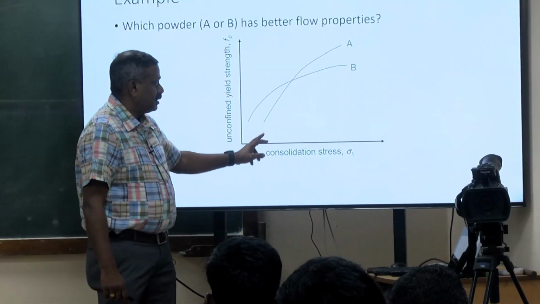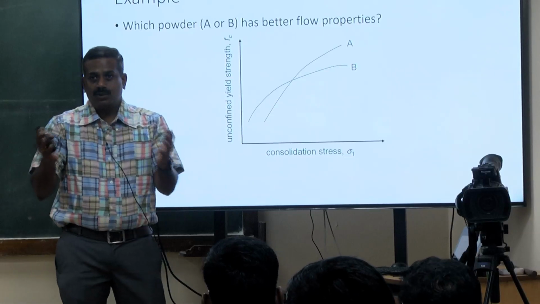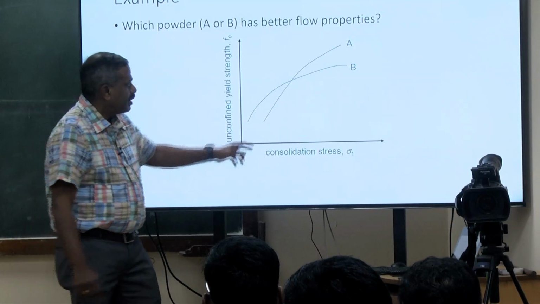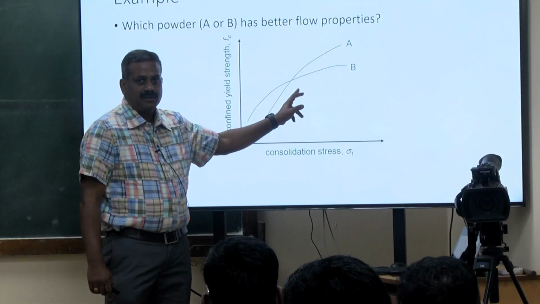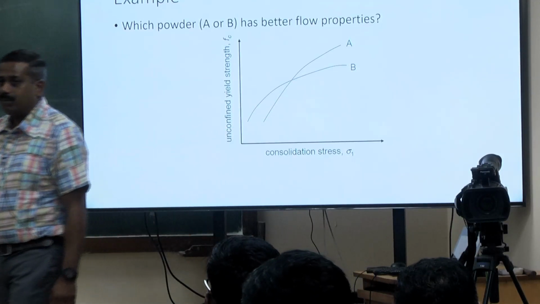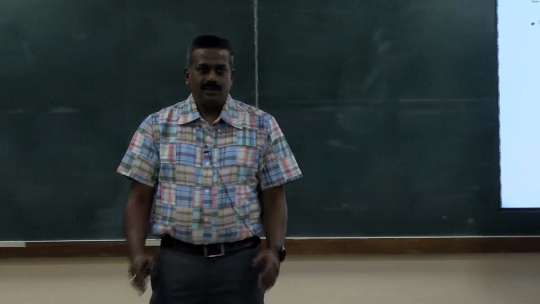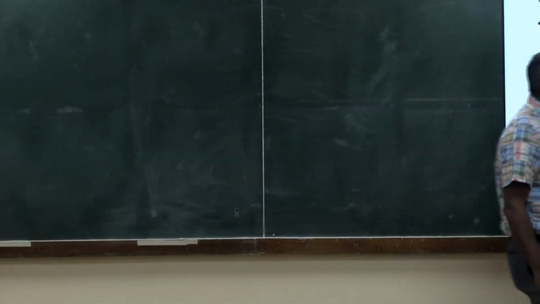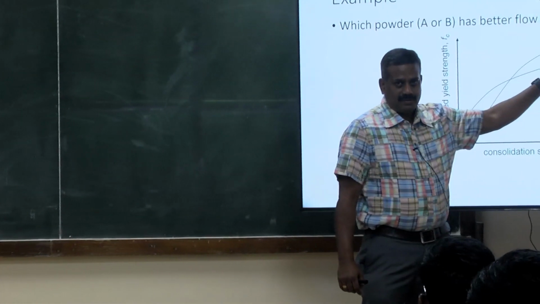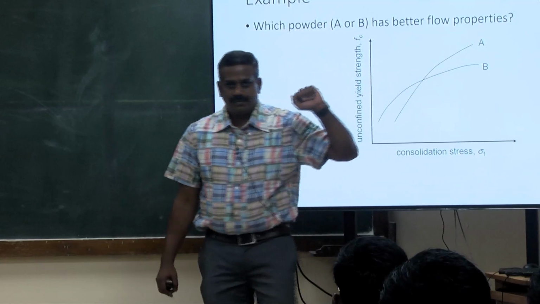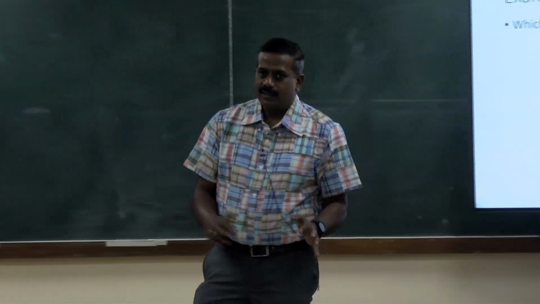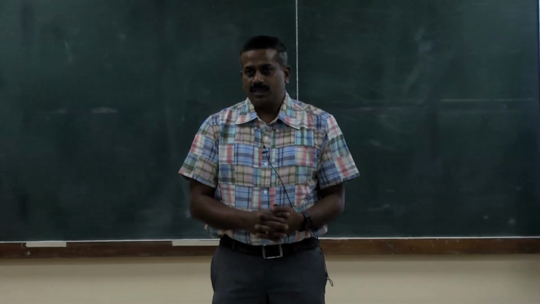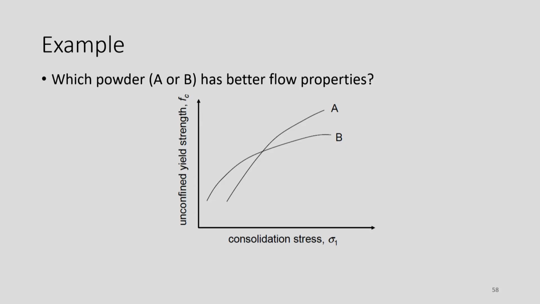For example, at 5 kilopascal consolidation stress, you can assume a small bin, like a 10 kilogram bin. Then powder A will have a better flow property. But if you're storing the same powder in a ton capacity bulk bin, then B might have a better flow property than A, just for comparison. So that again shows the importance of characterizing. If you have powders, you have to characterize them well to replicate different conditions.